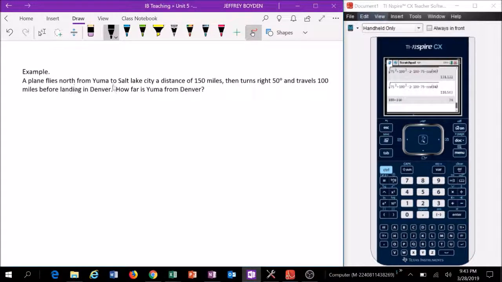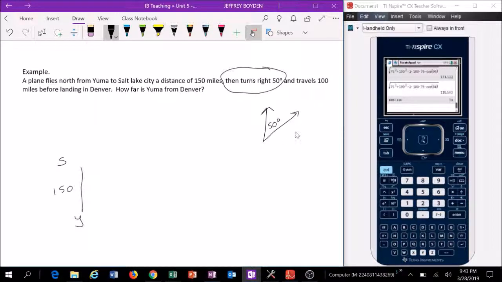A plane flies north from Yuma to Salt Lake City. So that's my best attempt at north, 150 miles. Let's do Yuma to Salt Lake City up there. Then turns right 50 degrees. This is the part that people always get wrong on my test. So, guys, look, if that was north, 50 degrees away from north, you would probably know is something like this. A 50-degree turn to the right. True? That seems pretty intuitive.